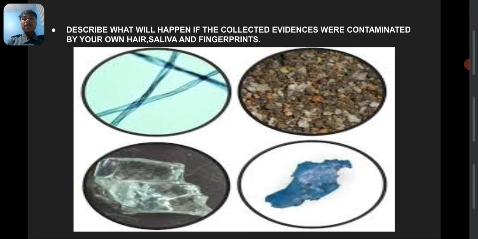Describe what will happen if the collected evidence were contaminated by your own hair, saliva, and fingerprints. If this happens, the case may be difficult to solve because your own hair or any parts of your body had contaminated the evidence. So, evidence may be invalid in court presentation or it's hard to identify the identity of the real suspect. So, be careful to handle the evidence. Next slide po tayo.